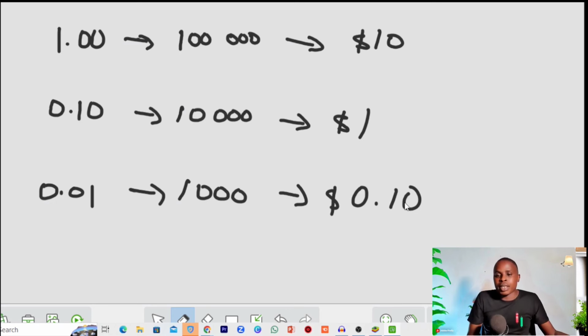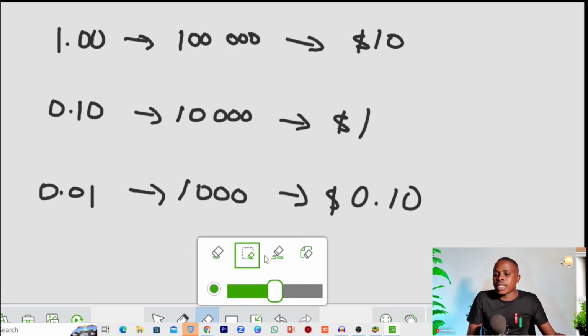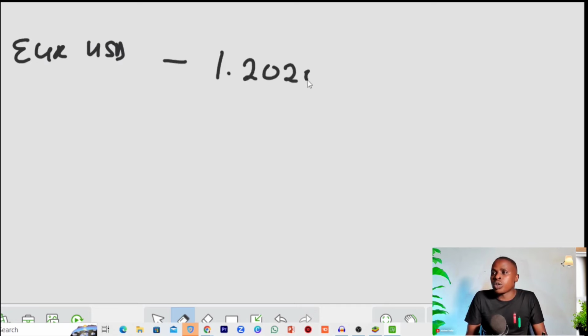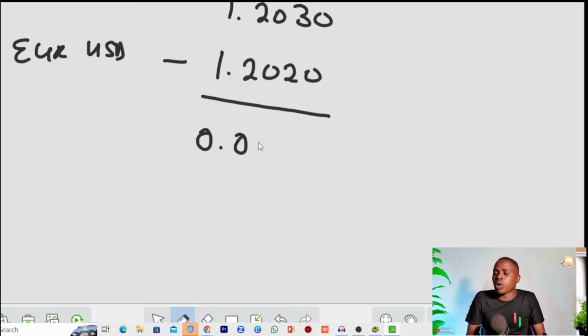So now, with this being said, let's say you were trading and your currency pair moved. Let's say this was EUR/USD, and it moved from 1.2020 to 1.2030. What this means is that the market has moved 0.0010, which is 10 pips. So if this market moved 10 pips, how do I know the amount of money in cash that this trade is going to give me, or that I'm going to lose?